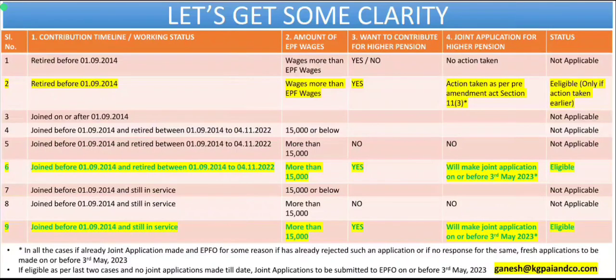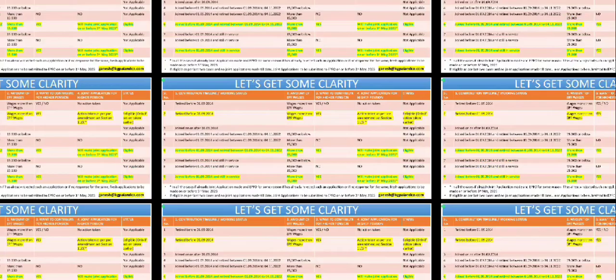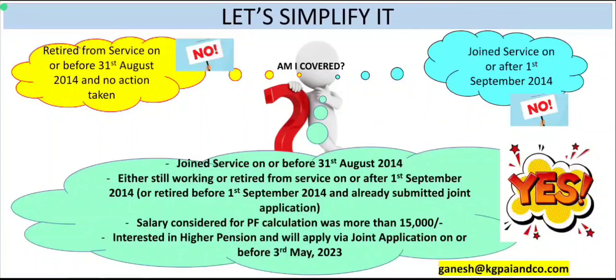To simplify these scenarios, let us go to the next slide. Here it is. People who retired on or before 31st August 2014 without any application are not eligible. People who joined on or after 1st September 2014 are also not eligible. People who joined before 1st September 2014 and retired before the Amendment Act are eligible only if they have submitted joint applications already, and it doesn't matter even if no action was taken by PF authorities or it has been rejected already.